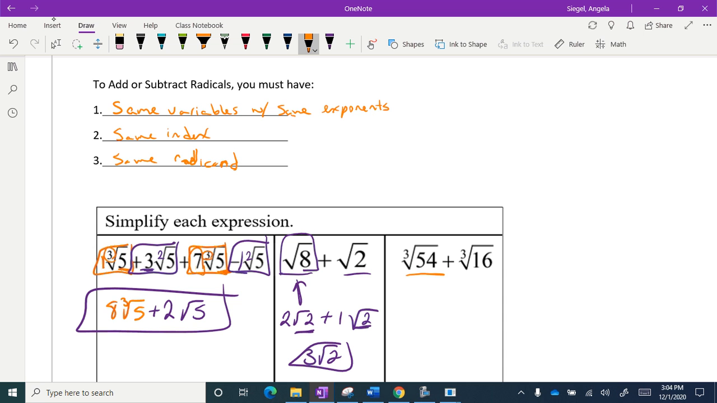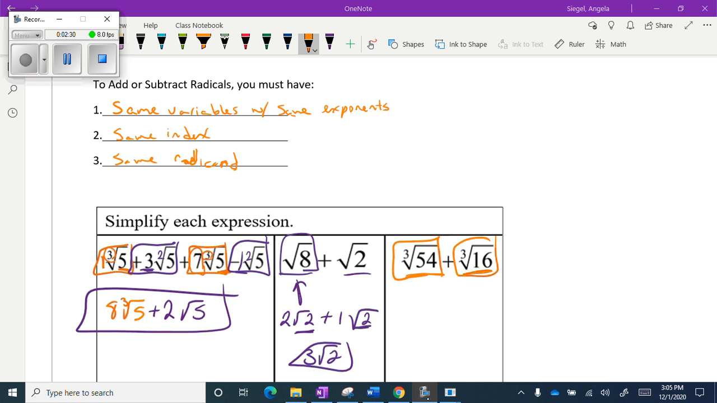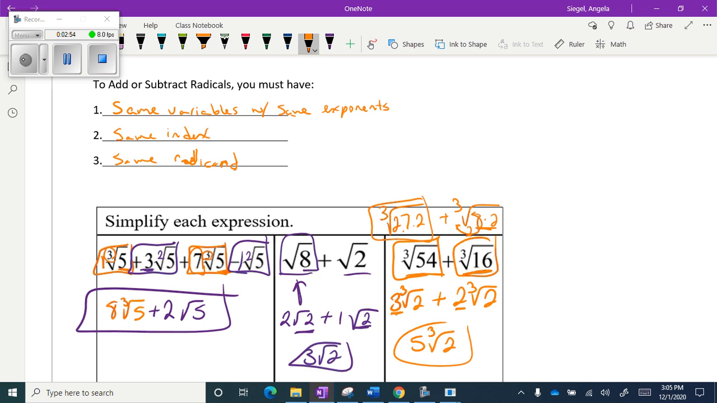Okay, so I'm going to do the same thing with both of these. I'm going to simplify this one and simplify this one and see what happens. So go ahead and try that and see what you get. Okay, so I showed my steps up here. 27 times 2 is 54, and I can take the cubed root of 27. It's 3, and 8 times 2 is 16. The cubed root of 8 is 2, so that's where I'm getting those. Now they're the same, and so I can add 3 plus 2 is 5 cubed root of 2. So that's the answer.